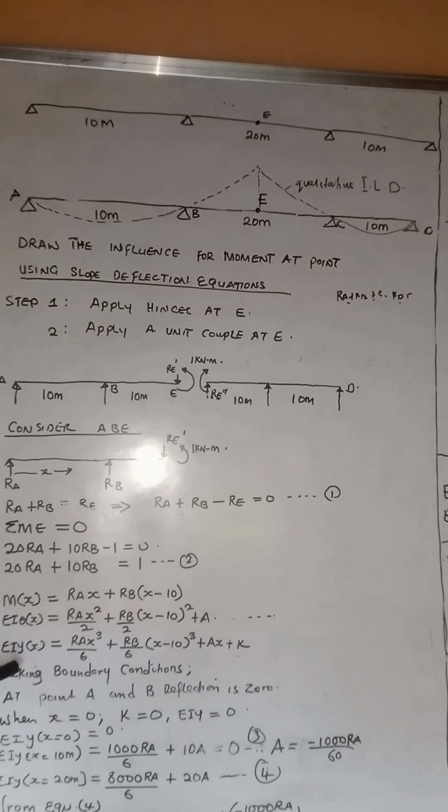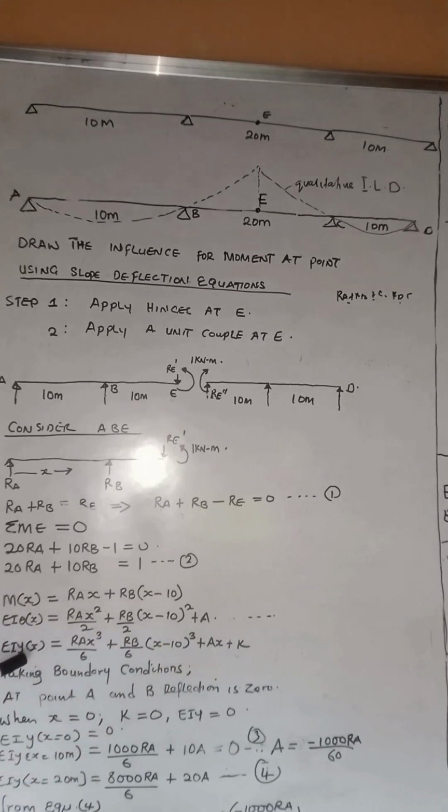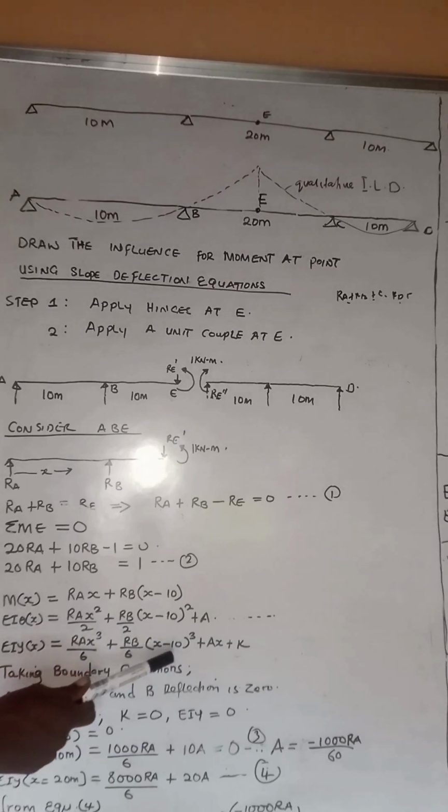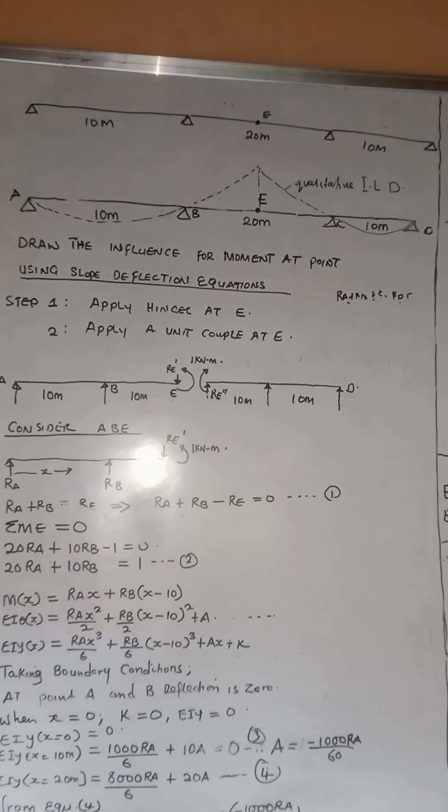Now we proceed to obtaining the deflection expression, where we integrate the slope expression. If we do that, we have our deflection expression as this: RA X cubed over 6 plus RB over 6 open bracket X minus 10 raised to the power 3, plus AX plus K, where K is our constant of integration.